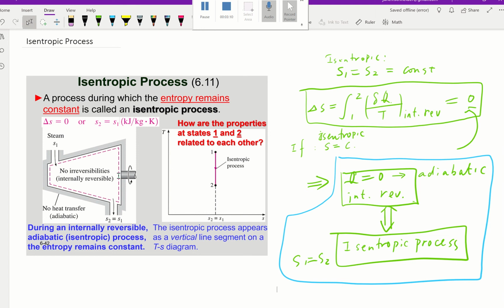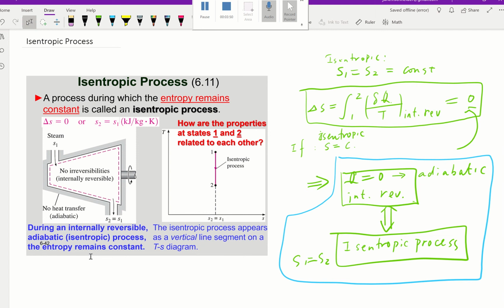If we assume their entropy stays constant and it's an isentropic process, we'll have S1 equal to S2. In other words, we're talking about adiabatic and internally reversible, which is like a double negative, right? No irreversibility means a reversible process. So during an internally reversible adiabatic, in other words isentropic, process, the entropy remains constant. Okay, so that is the main message in this video.